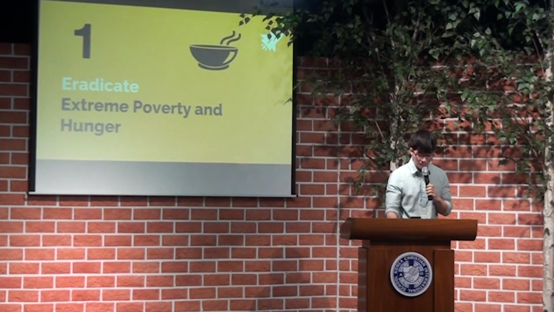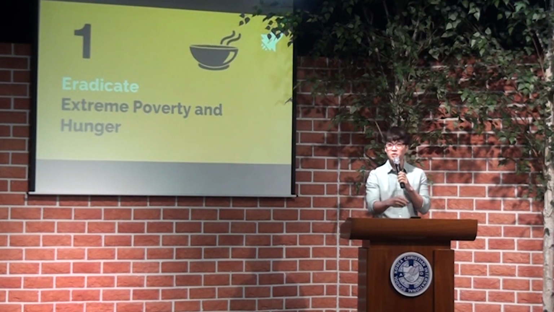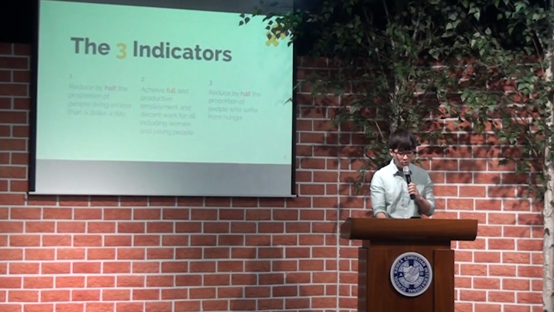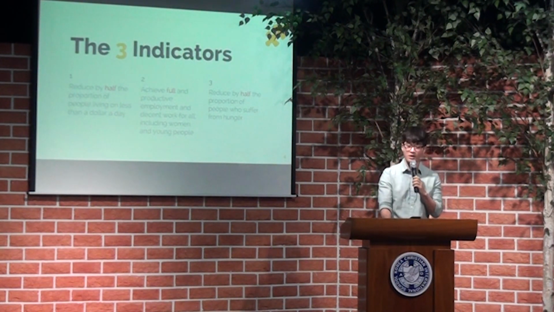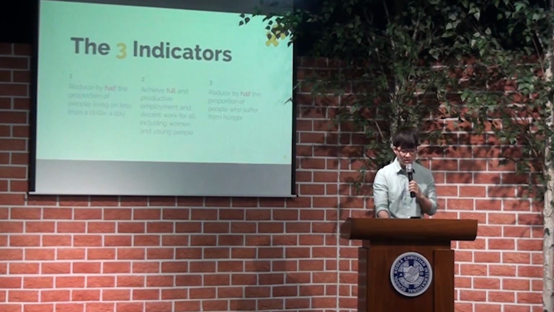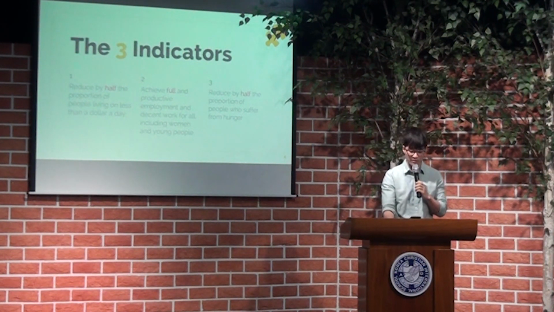Okay, so out of the 8 Millennium Development Goals, I'll go over goal number 1, which is eradicate extreme poverty and hunger. And there are 3 target indicators for this goal, and they are: number 1, reduce by half the proportion of people living on less than $1 a day. Number 2, achieve full and productive employment and decent work for all, including women, young people, and marginalized. And number 3, reduce by half the proportion of people suffering from hunger.